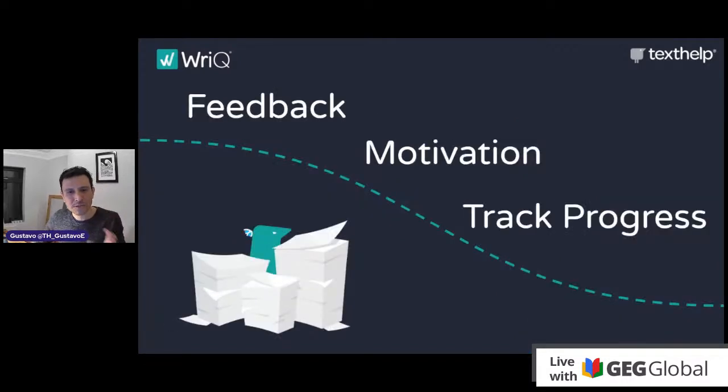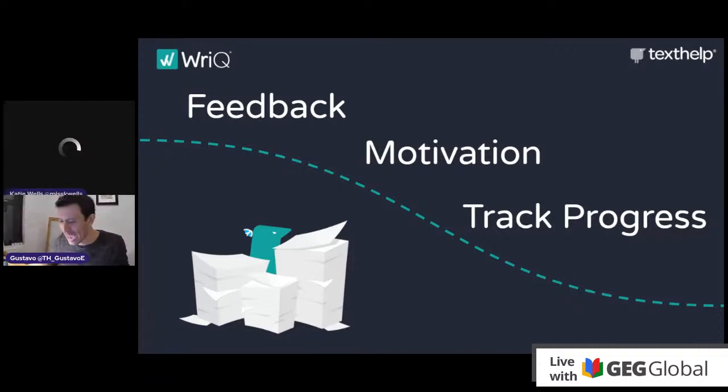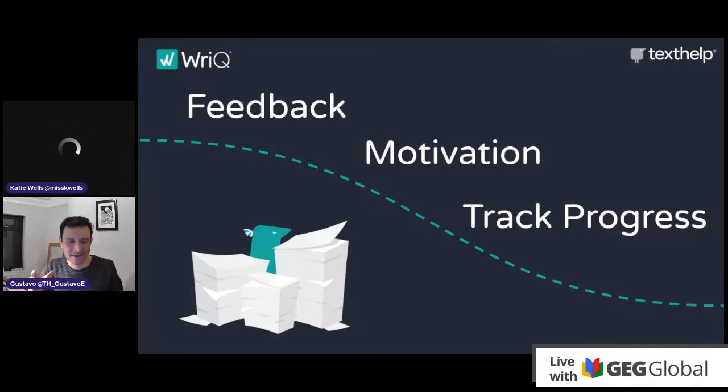So we focus on three main areas to achieve that, because you can imagine it's an endless topic. The areas we're focusing on are feedback, motivation, and tracking progress. All right. So feedback. I'm not going to tell you how you should be doing feedback, because you are the experts. You do this extremely well every day. So no, it's not about that. But what we're doing with WriQ is trying to simplify your lives a little bit.